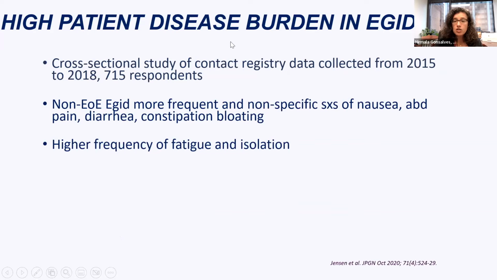High patient disease burden was also seen in a study by Dr. Jensen and colleagues. This was a cross-sectional study of a contact registry data. And what they found was that non-EOE EGIDs had more frequent and non-specific symptoms of nausea, abdominal pain, diarrhea, constipation, bloating, and a higher frequency of fatigue and isolation.